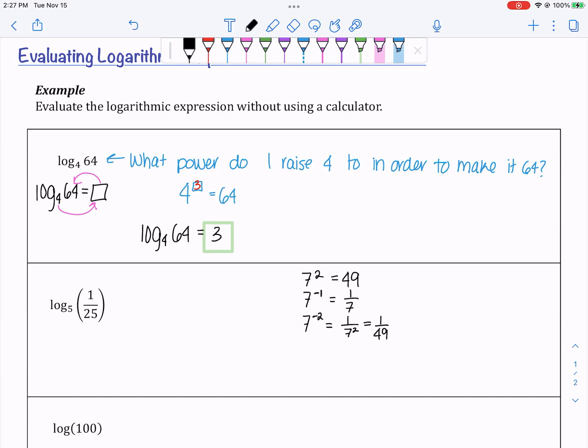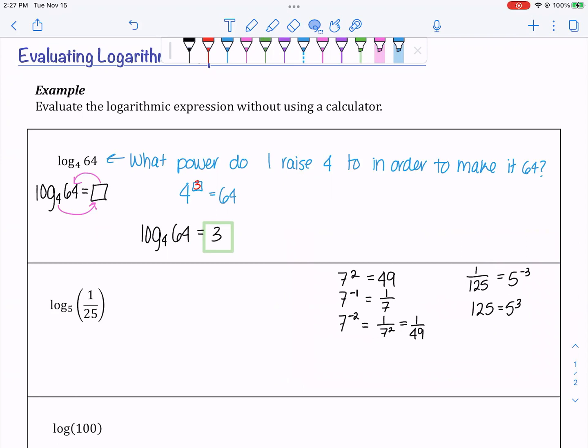So anytime you see something like 1 over something that you know the value of, let's say 125, this is equal to 5 to the negative 3, because 5 cubed is 125. So if 125 is in the denominator, that means that the exponent on 5 would be a negative 3. Okay. 125 is 5 cubed. 1 over 125 is 5 to the negative 3. So just that quick revisit with those negative exponents.